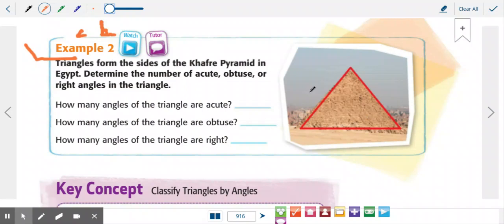So looking at this pyramid, how many angles of the triangle are acute? Well, this one's pretty cute and little, so that would be 1. This one looks like it's almost a right angle, but is it really a right angle? I'm going to say no. And then this one, another cute one. So how many are acute? 3. Are there any that are obtuse, really big and obnoxious? No. And how many are right angles? I saw none, so I'm going to put another 0 here.